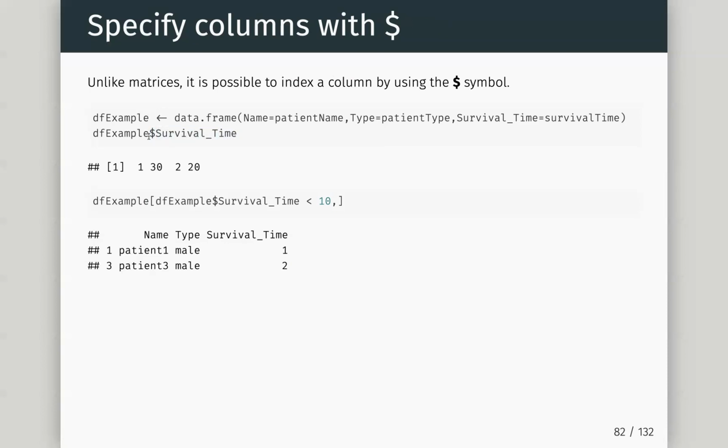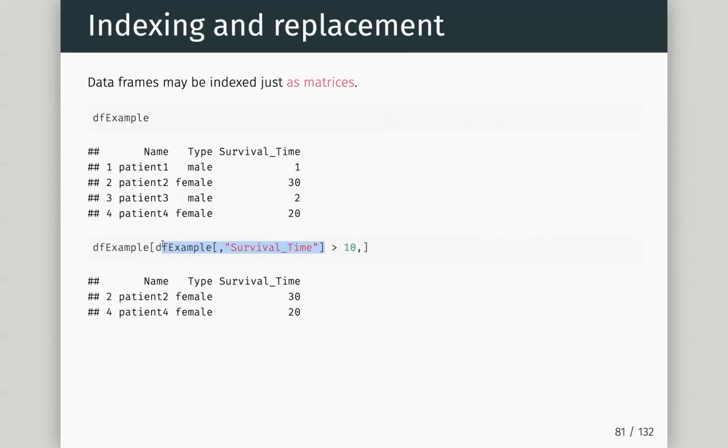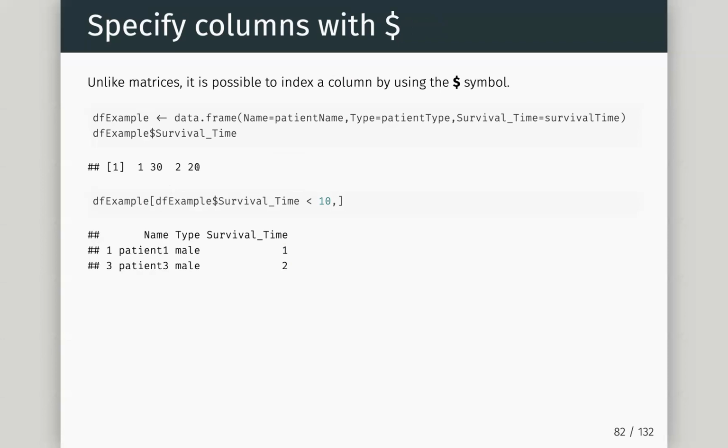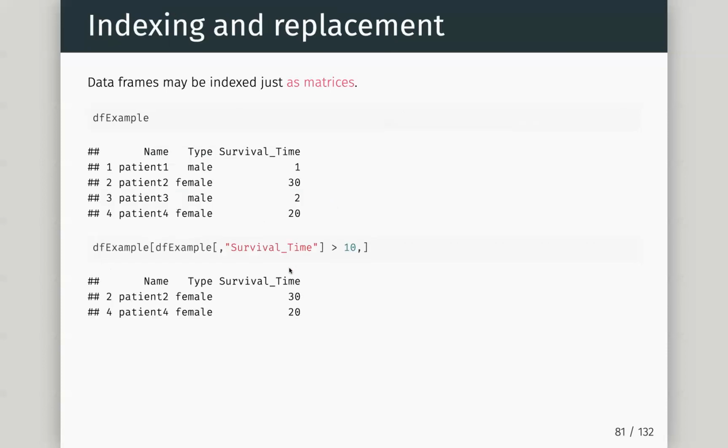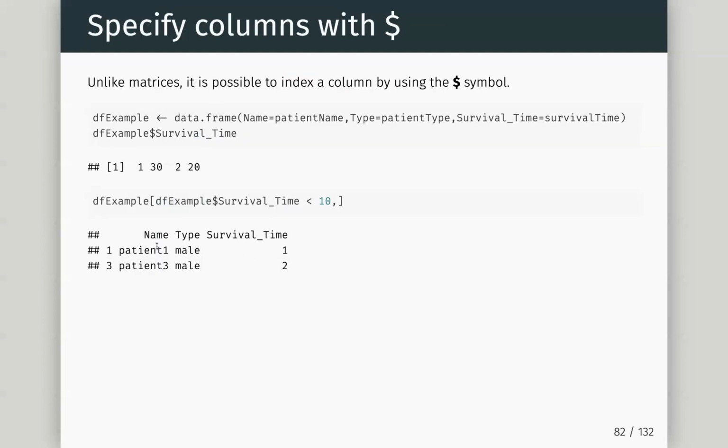Okay, so by putting dollar, it knows we're looking at columns, and then I just put survival time as the name of my column. And I get exactly the same as if I pulled it out by indexing it this way, like a matrix. And that can often be easier to write out for situations like this, where I just want to take the survival time column, find those less than 10, it's just the males. Indexing this way is exactly the same as indexing this way. It's just a little easier, perhaps.